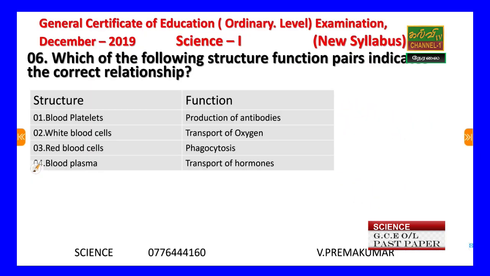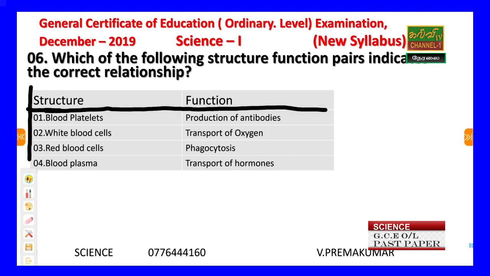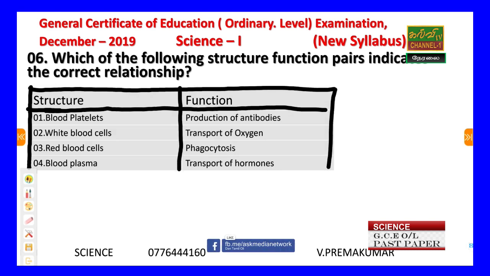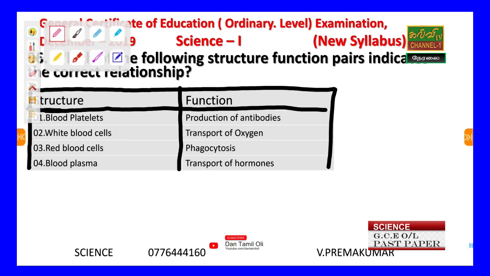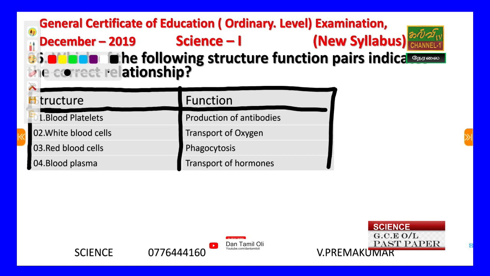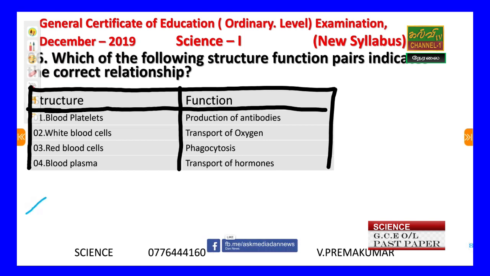Which of the following structure-function pairs indicates the correct relationship? First one, structure. They have given the diagram and tabulated it here. First one, blood platelet. Can you remember, in grade 9 you already heard about this matter.